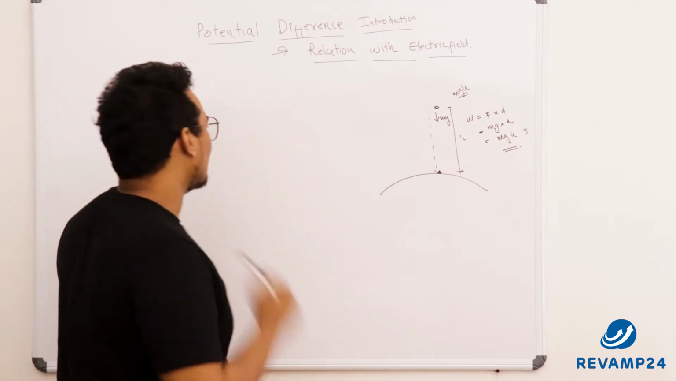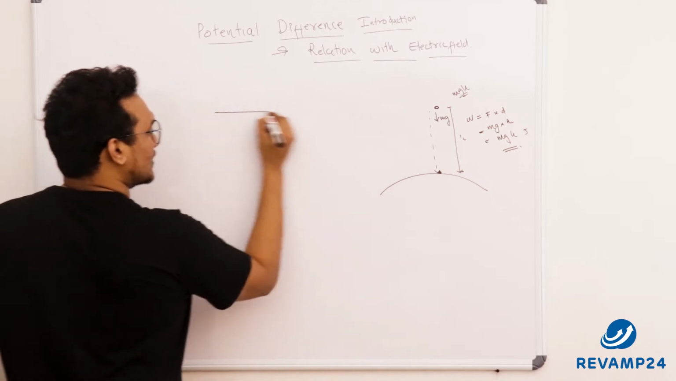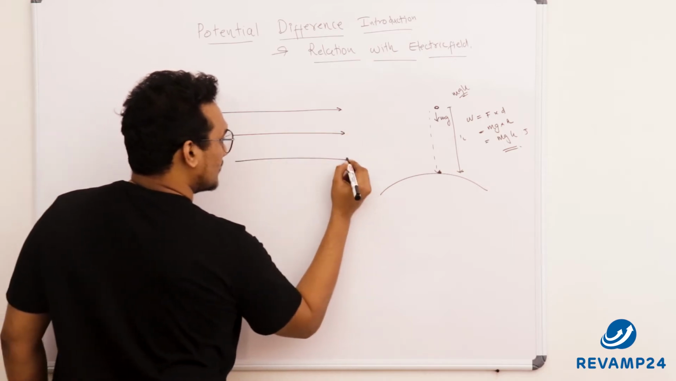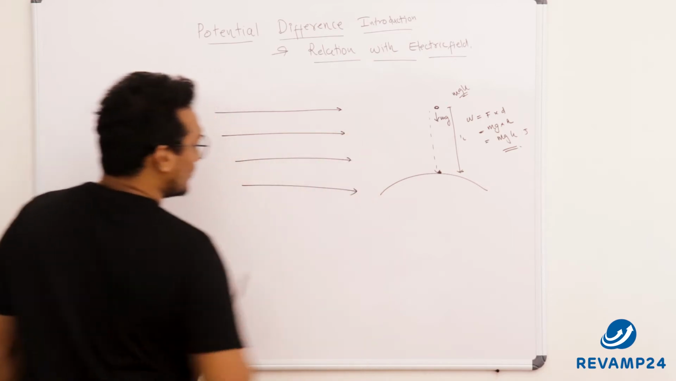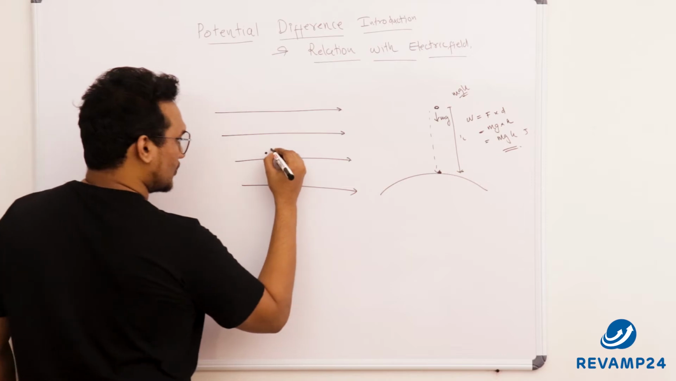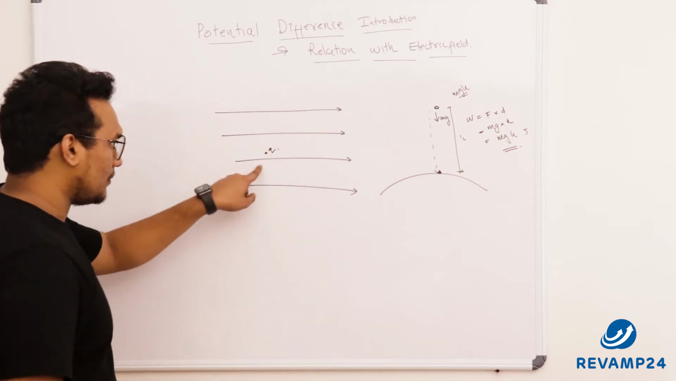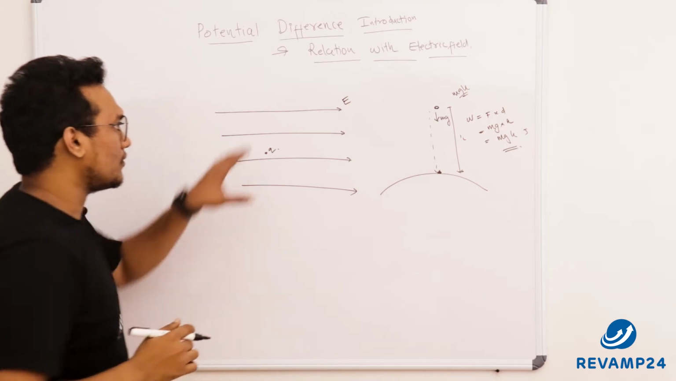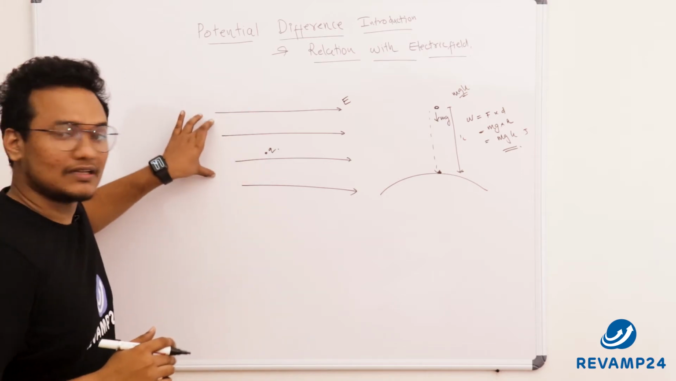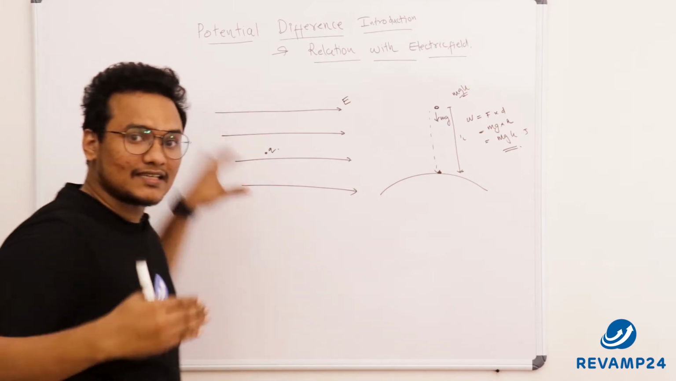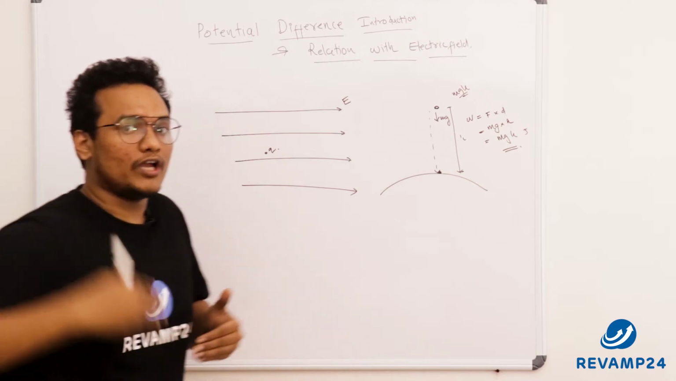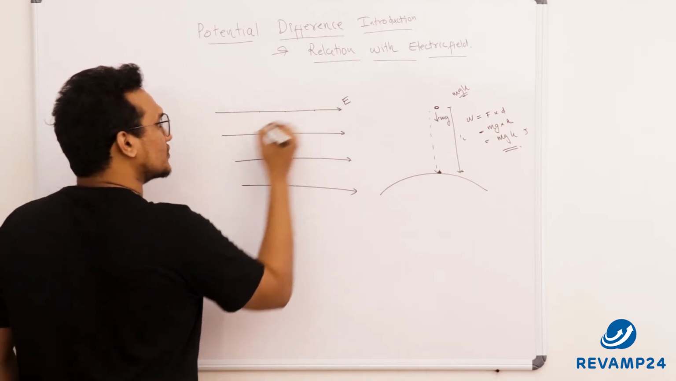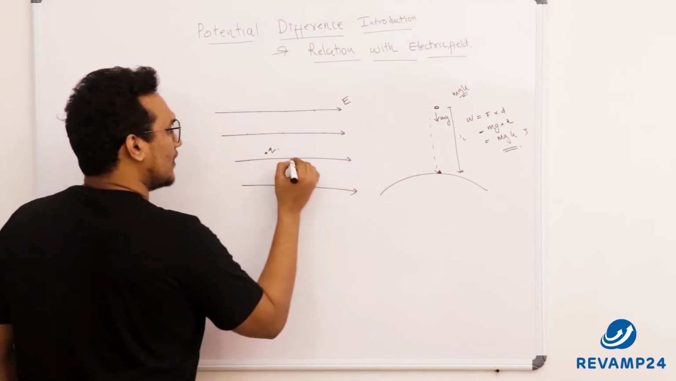Clear? Similarly, in the case of electrostatic field, we have an electrostatic field in this way. I am keeping a charge here, Q. Now, this will be exerted by a force. I forgot to mention this: this electric field is a uniform electric field. What do I mean by uniform electric field? The value of electric field at all these positions is constant. It's the same value of electric field.